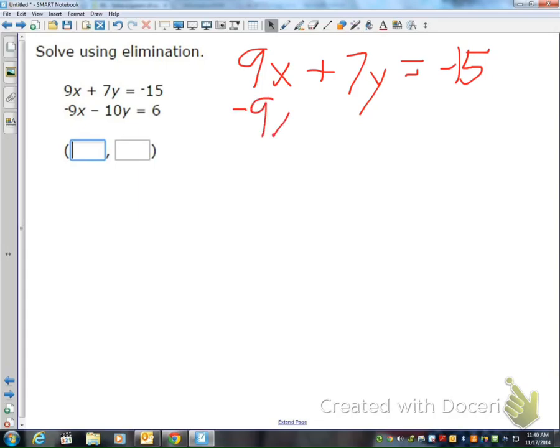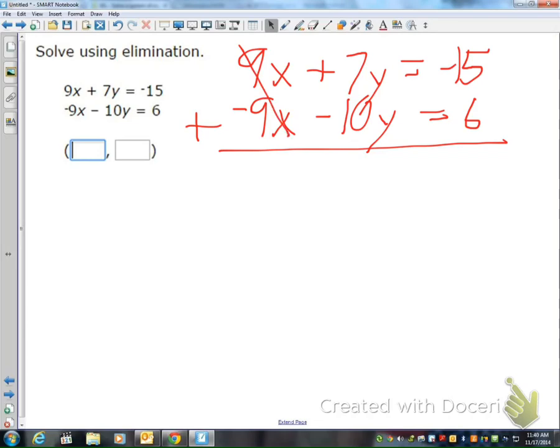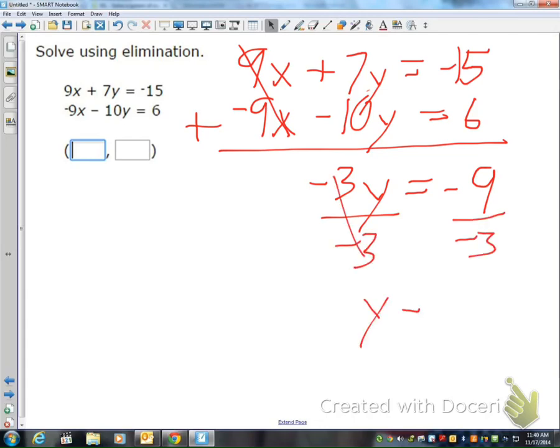Now the one thing is make sure you don't forget halfway through and add some things and subtract others. So everything's being added here. So 9x plus negative 9x is 0, so that goes away. 7 plus negative 10 is negative 3y. And negative 15 plus 6 is negative 9. Now I need to divide through by negative 3. Now I'll get y equals positive 3.